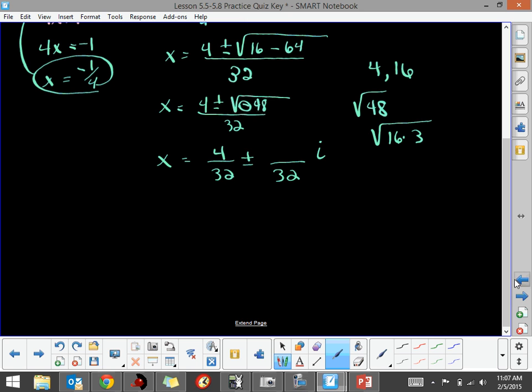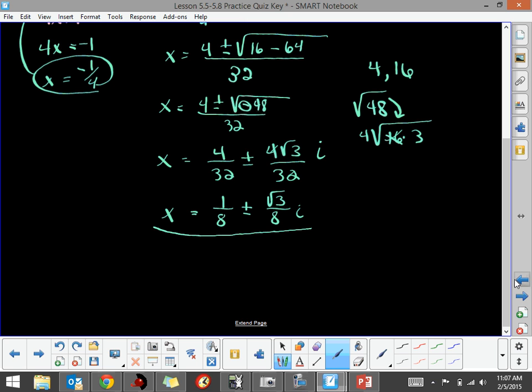I'm just rewriting it as a product. And the square root of 16 is 4, so that square root of 48 becomes 4 times the square root of 3. And now I can reduce each of these. So x is 1/8 plus or minus, reducing these, the square root of 3 over 8 i.